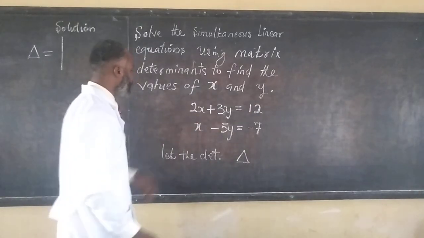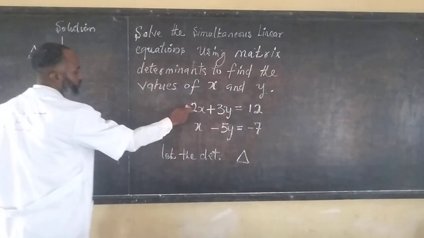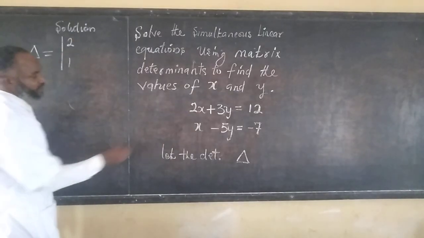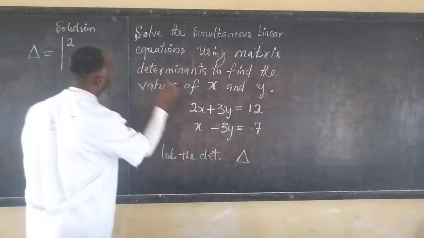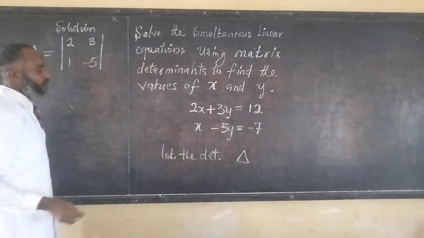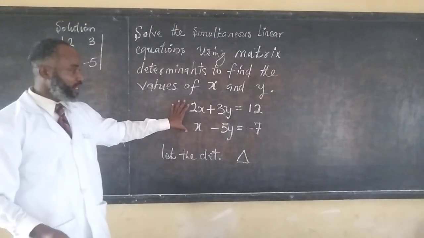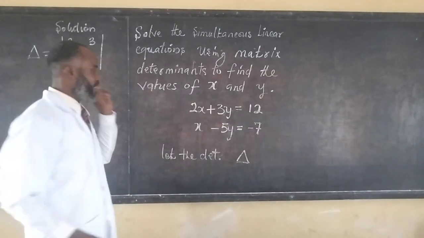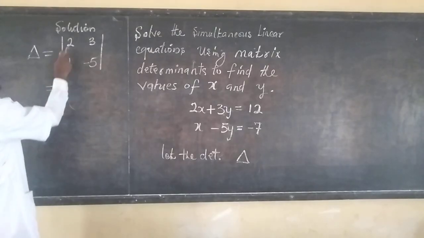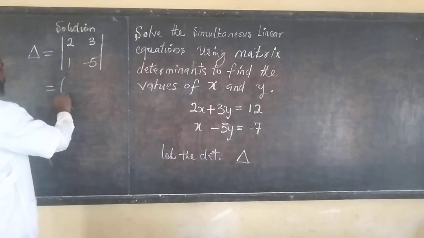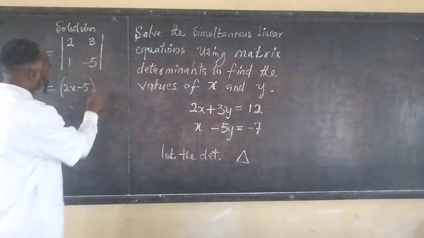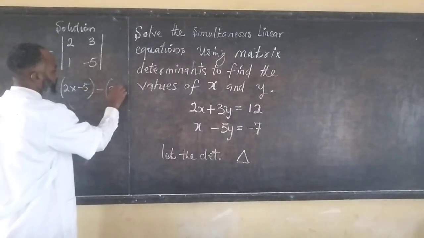So let's do this. First of all, the first column is going to be 2 and 1. Second column here is 3 and minus 5. This forms the general determinant, right? So with that, we can find this. To find this we have bracket open 2 times minus 5, minus bracket open 3 times 1.